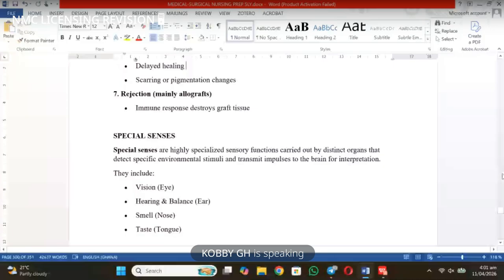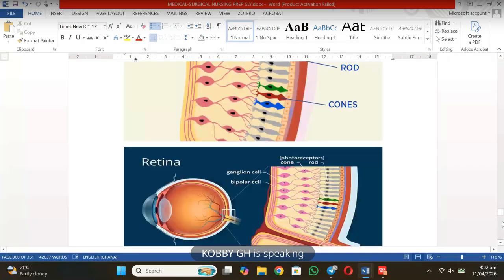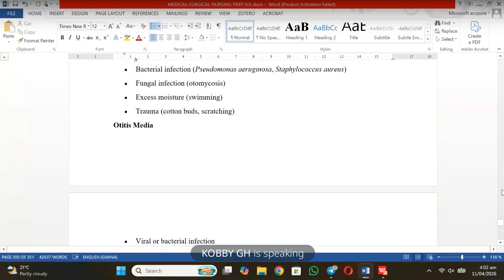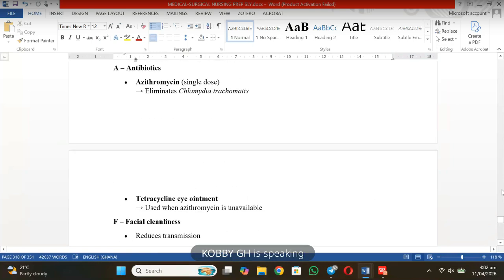Either in the evening or late in the evening, we will do the special senses. So for the special senses, we will go through the eye. We will go through glaucoma. We will do otosclerosis. We will do otitis media, interna and externa. We will do Meniere's disease. We will do trachoma. We will do cataracts. We will do chalazion. Yes, so we are left with the special senses.